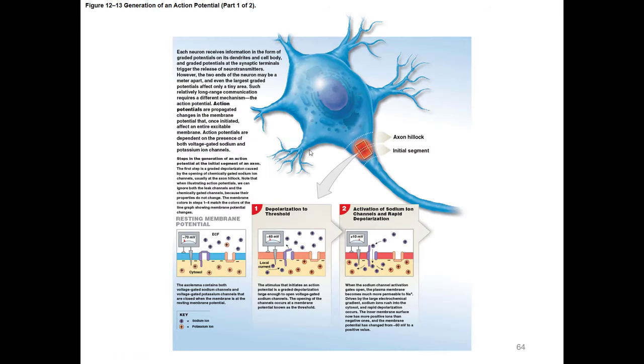Okay. So here's a great picture of the cell body of a neuron. Here is our axon hillock, which is the thickened area of the axon, and remember, right beside it is the initial segment. This is where we're going to actually begin an action potential if we have one.